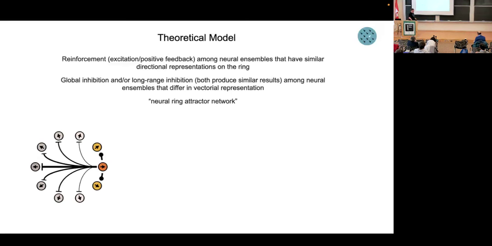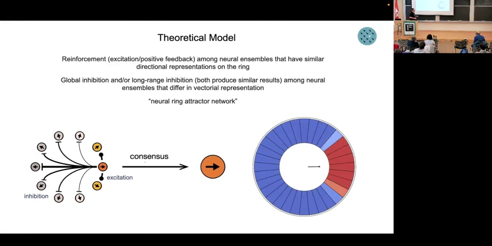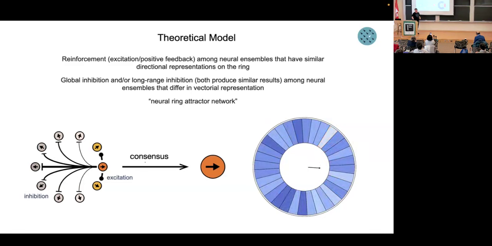So as a schematic, as I mentioned, we have local excitation, long-range inhibition, and we can prove that this will lead to a stable bump of activity typically. And if there's no inputs to this network, this bump can appear in any direction.